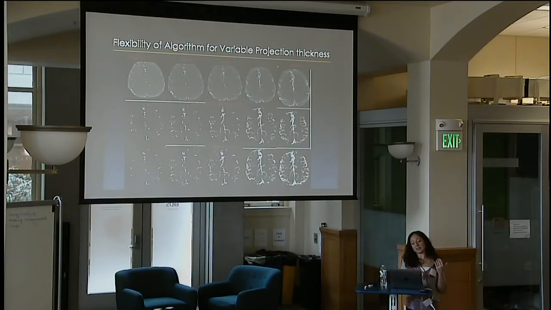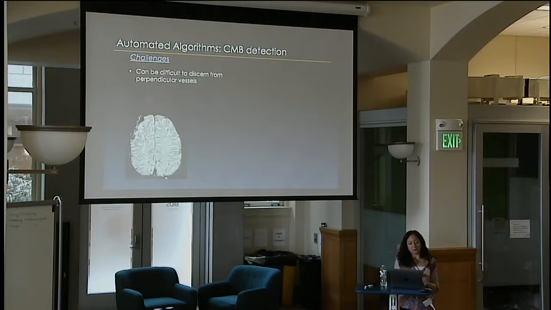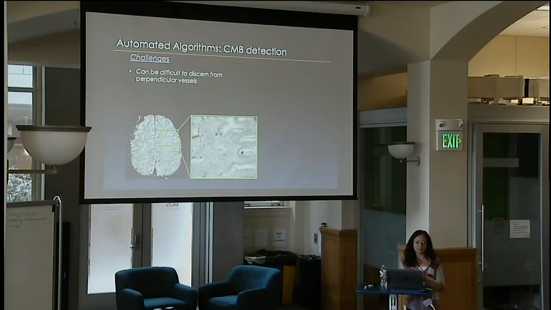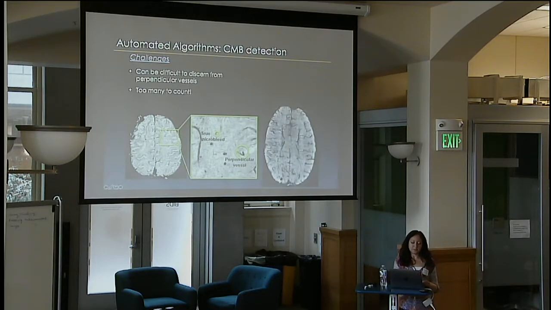And then the other area where we have challenges is in looking at the actual microbleeds. They can often be difficult to discern from perpendicular vessels. Here's an example. You have two little dots here that are microbleeds, or that could potentially be microbleeds. If you scroll through the slices, you can see one actually stays stationary and it's a true microbleed, while the other is a perpendicular vessel.